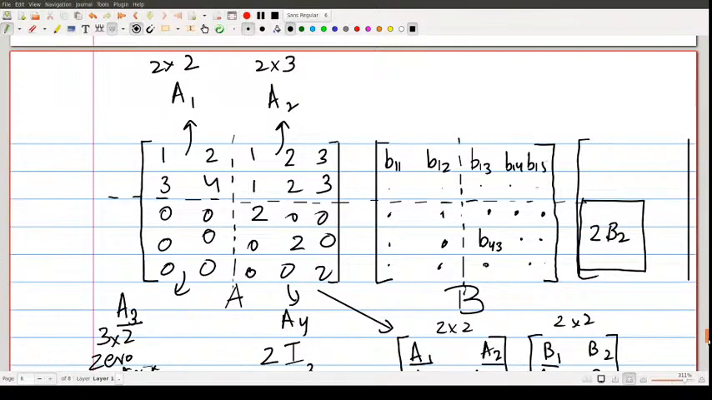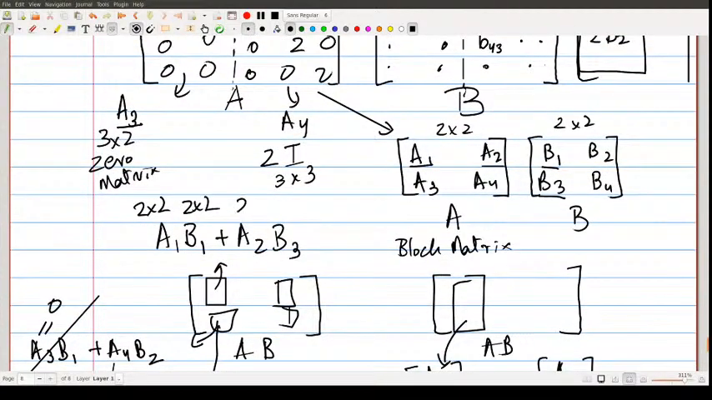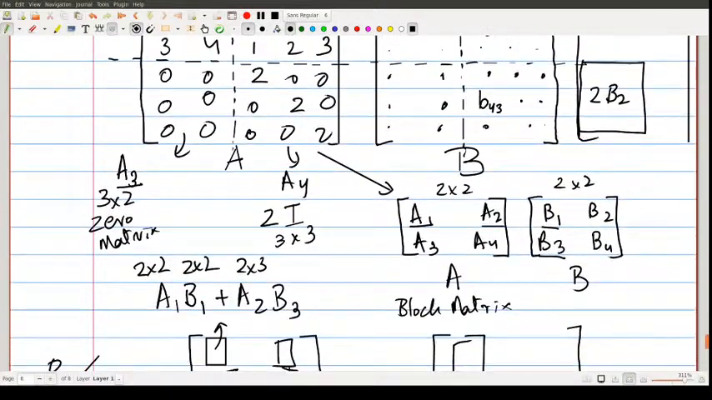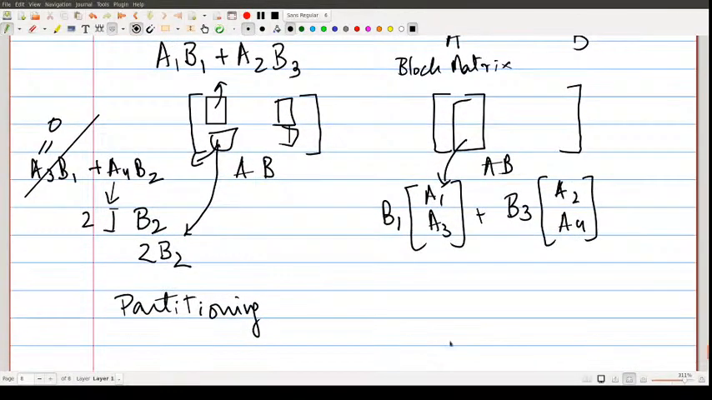A2 was 2 by 3 and B3 was 3 by 2, so that's a compatible matrix multiplication. And I think I've made a slight mistake here. This should have been B3, right? So try out this block matrix multiplication and see if you're getting the right result or not.